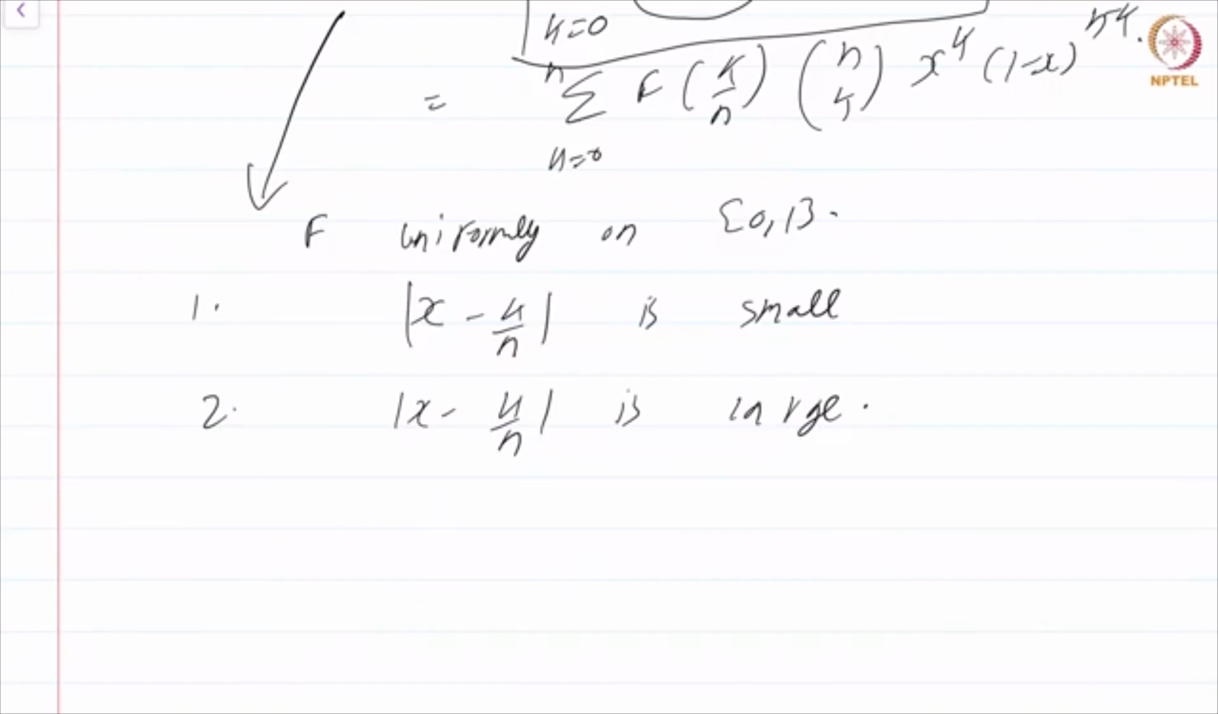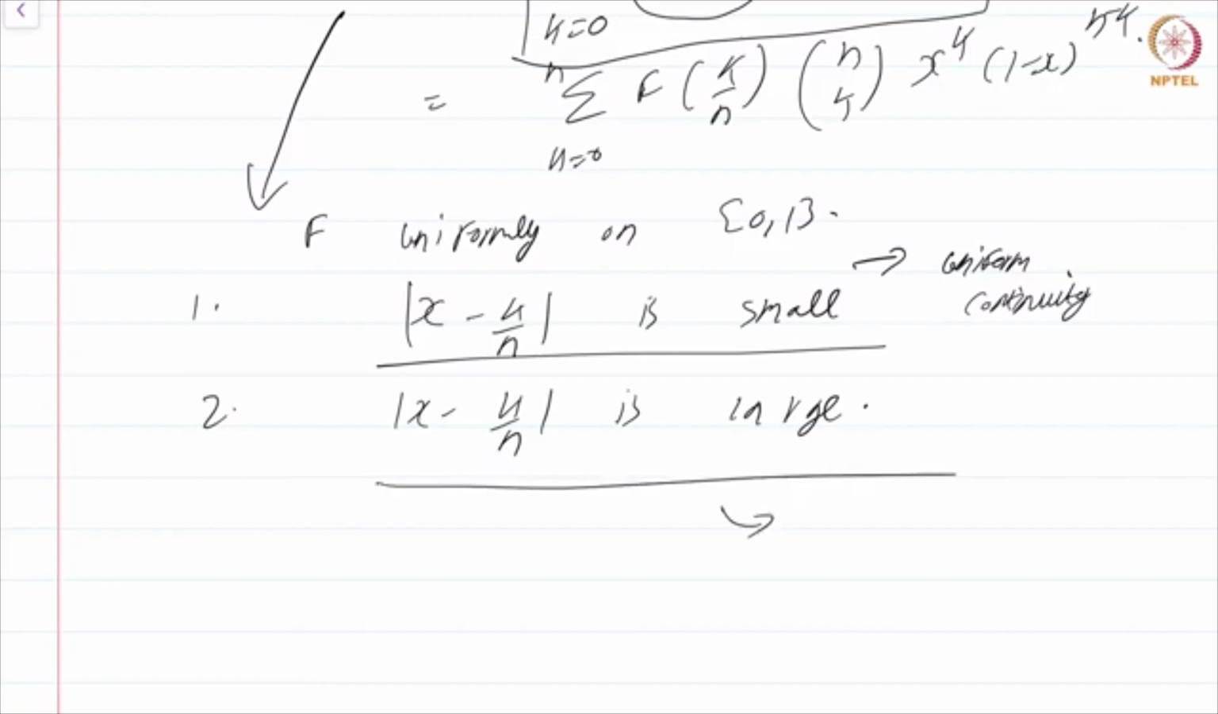Okay. In fact, for the first part, just uniform continuity will give us what we need. Recall that a function defined on a closed interval is automatically uniformly continuous. So f is uniformly continuous. For the second part, we need some properties of Bernstein polynomials. Some special properties of Bernstein polynomials are required to handle this case when x minus k by n is large.